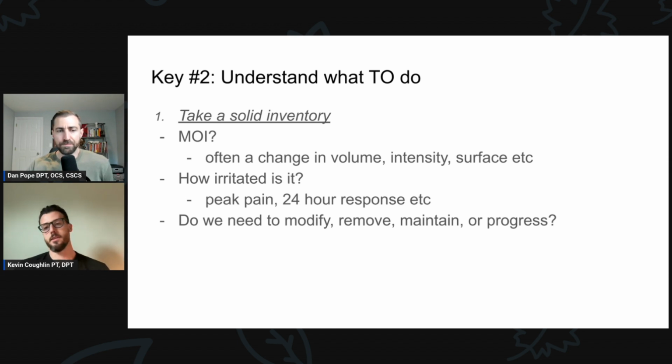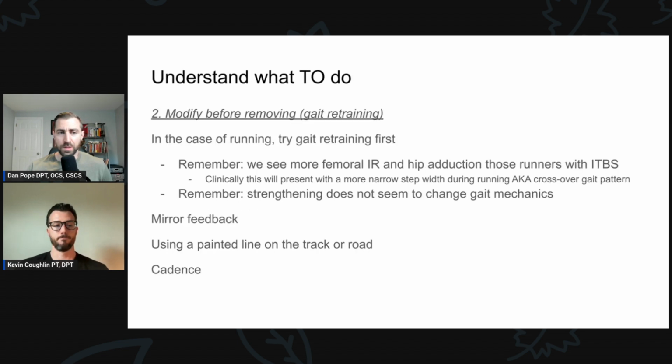And the whole time we're asking these questions, we're starting to think of how we're going to structure our treatment program and figure out, do we need to modify or do we need to remove for the time being? Can we maintain what you're already doing, or can we start to make progressions? So you're always thinking of those things as you're taking your inventory and doing your exam so you can get this person on the right track. Very solid, Kevin. I don't have anything to add.